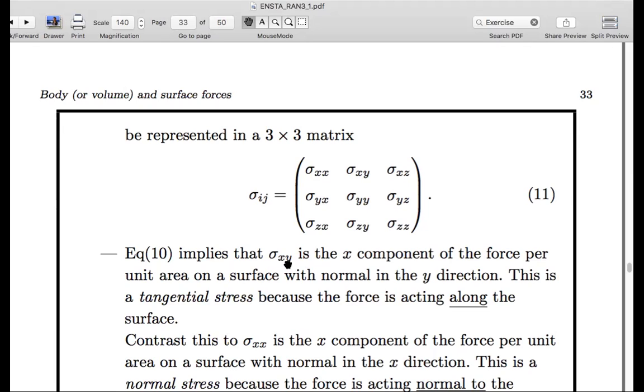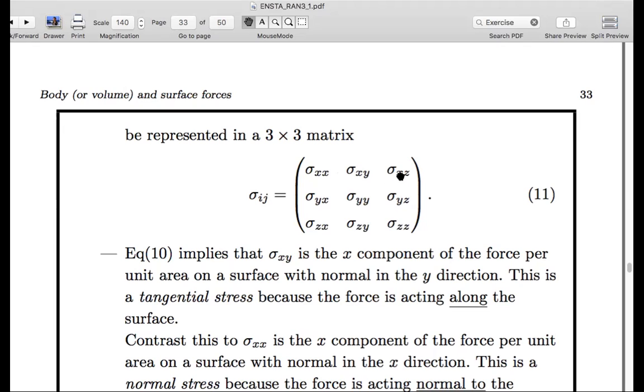Sigma zy, yeah, because z is also tangential to the surface. Z is also orthogonal to y. Yeah, very good. So xy is a tangential stress. Where is it here? Here it is. So that's sigma x column y, or sigma 1 column 2.